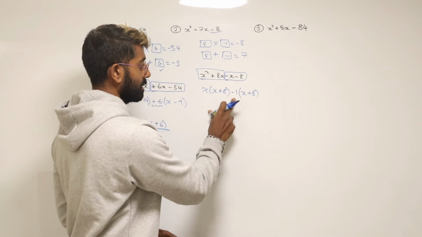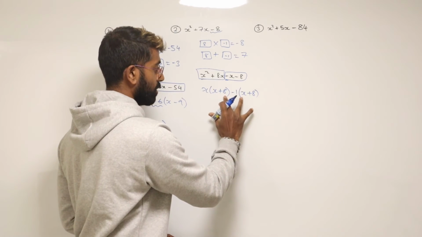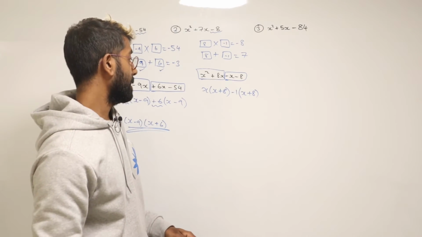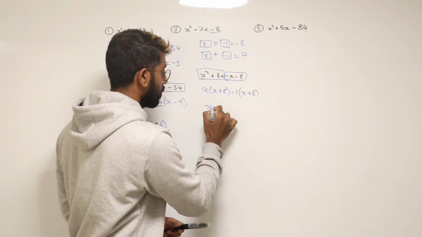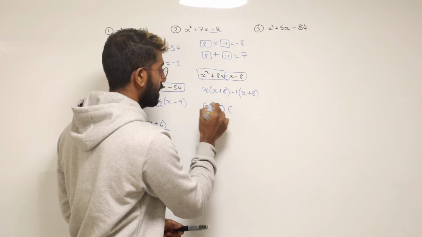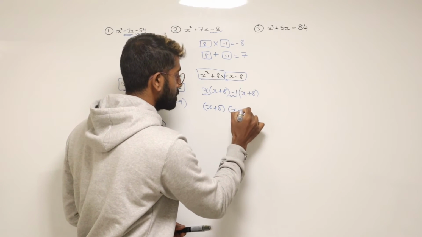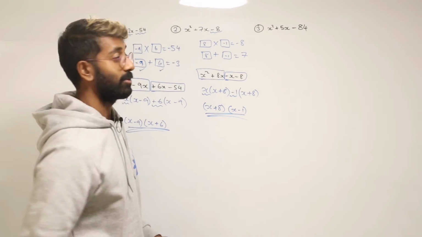And so again, we've got the same 2 brackets here, which means we've done it correctly. And now pull these 2 out. So we've got x plus 8, and what's left over? x minus 1. And that's that one sorted.